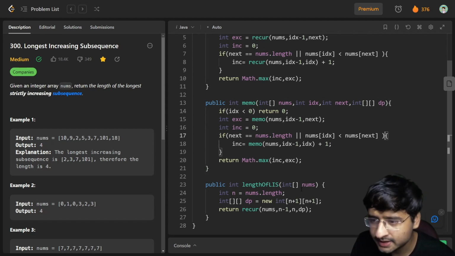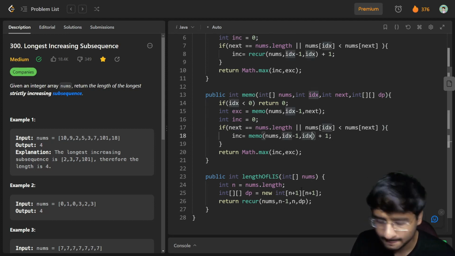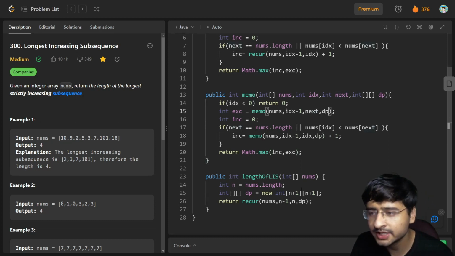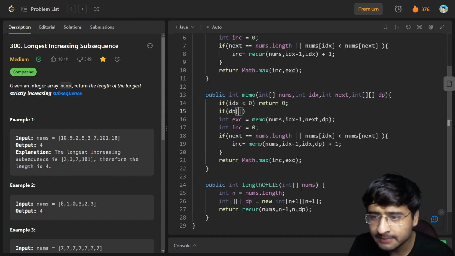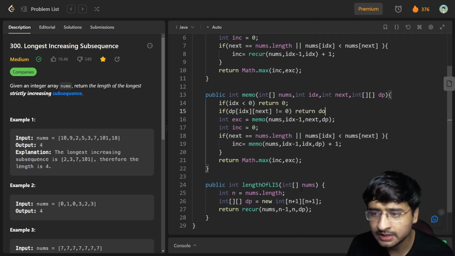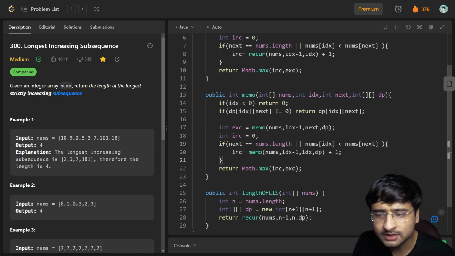So DP we have created here. Wherever I'm calling memo, I'll pass DP, right? I'll pass DP here as well. And recall and remember. So if DP of idx comma next is not equal to 0, this means that it has been touched earlier. I will return DP of idx comma next. Correct. Okay.